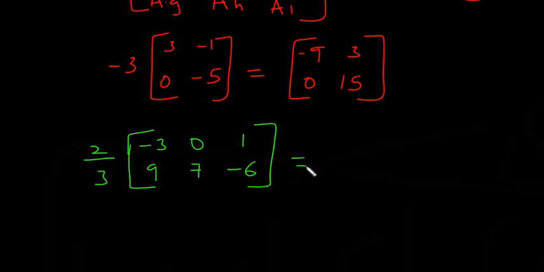So let's multiply this. So we're going to multiply 2/3 by -3. So that will give us -2. Then 2/3 by 0 will give us 0. And then 2/3 by 1 will give us 2/3. And then 2/3 by 9 will give us 6. And then 2/3 by 7 will give us 14/3. And then 2/3 by -6 will give us -4.